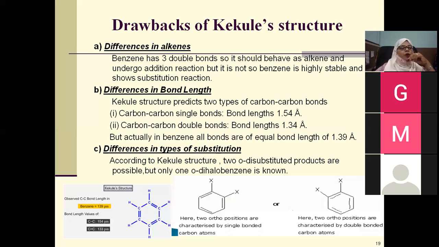Okay, so here two ortho positions are there. Which ones? One is on the single bond carbon atoms, this ortho position is on the carbon-carbon single bond, and the ortho position here is on the carbon-carbon double bond. Okay, so either you can see this one or you can see this one. Is it clear? So these are the drawbacks of the Kekule's structure.